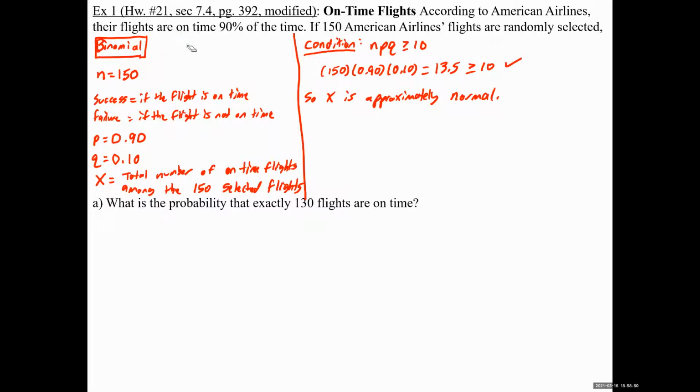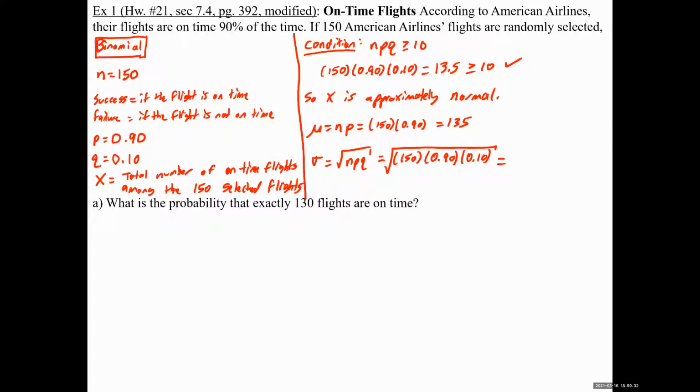All right, last thing to write down then. If it's normal, I need to know the mu and sigma because we're going to do z transformations. The formula for mu is n times p. This is the formula for the expected value for a binomial given back in section 6.2. n is 150, p is 0.90, so mu is 135. And then sigma is the square root of npq. So 150 times 0.90 times 0.10, square root of this.